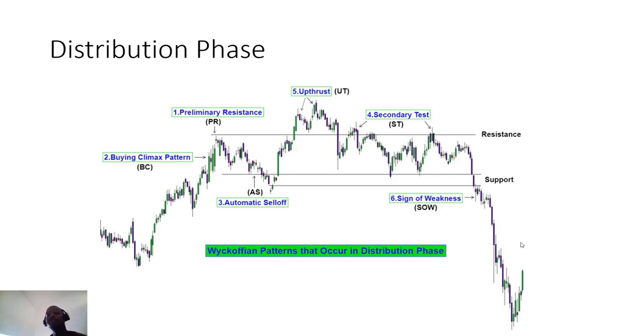Either cut your losses and move on if you're bullish, or vice versa if you're going to be shorting it. And then number 6 within the distribution phase is the sign of weakness. The upthrust pattern indicated the bearish sentiment at that point, and the sign of weakness is going to break that preliminary automatic sell-off.